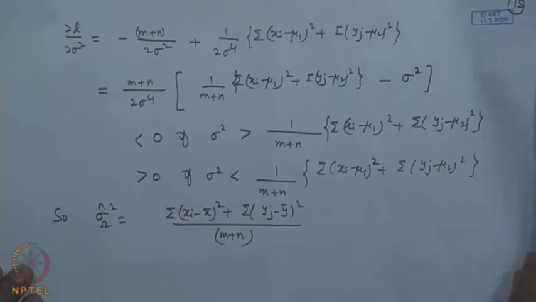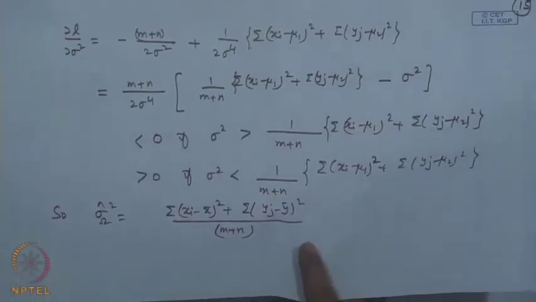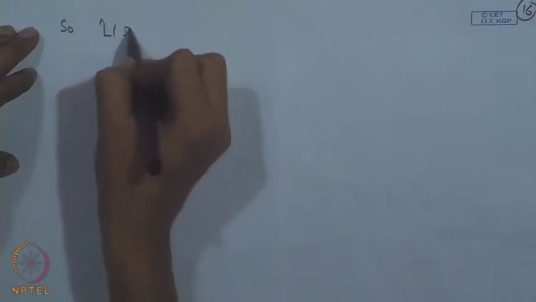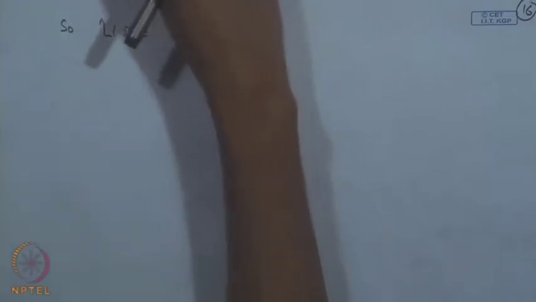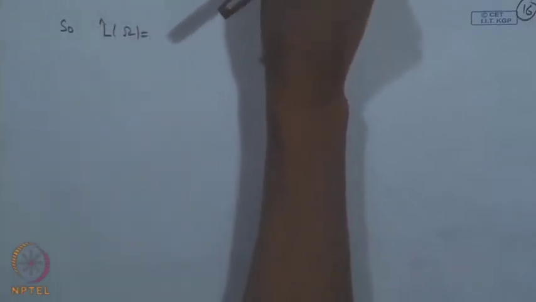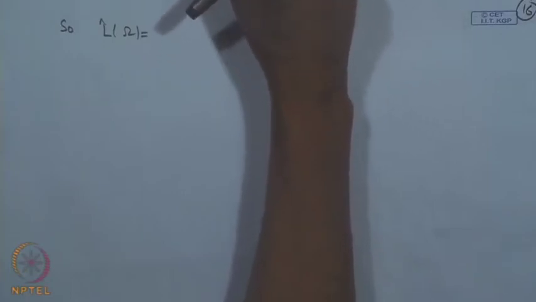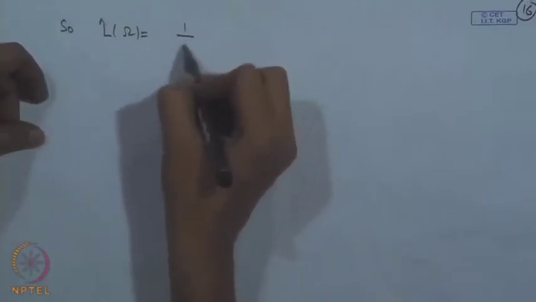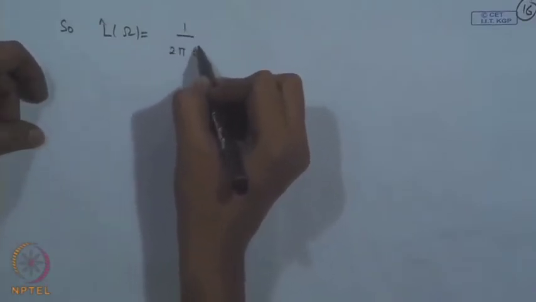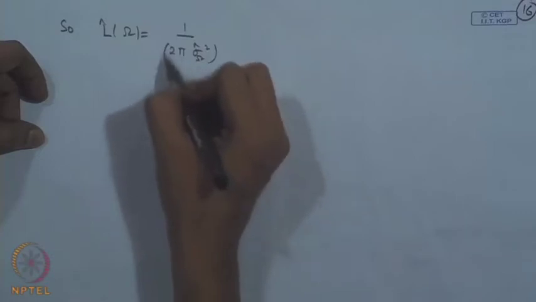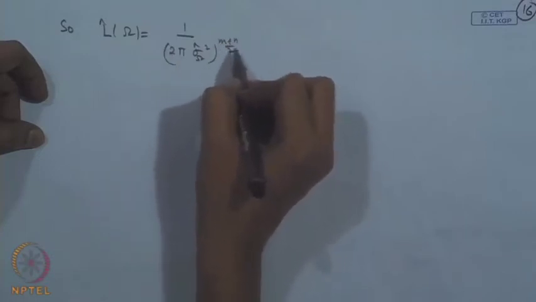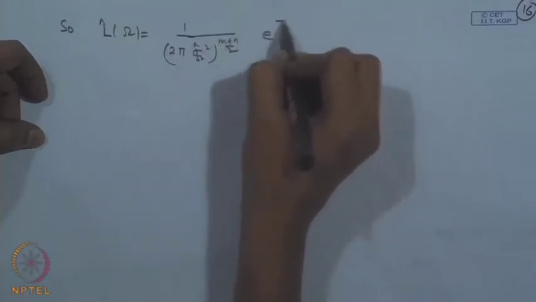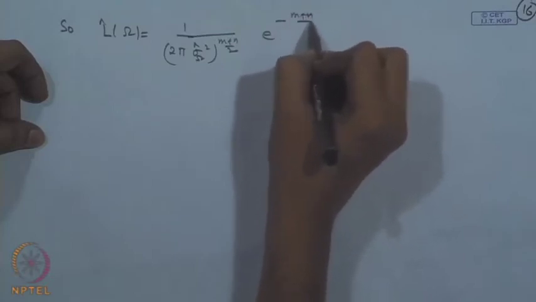So, if we consider L hat omega, L hat omega is equal to 1 by 2 pi sigma hat omega square to the power (m plus n) by 2 times e to the power minus (m plus n) by 2.